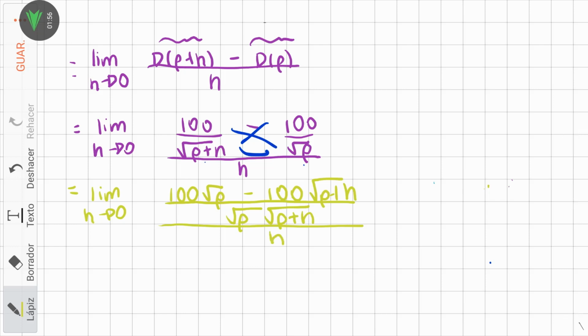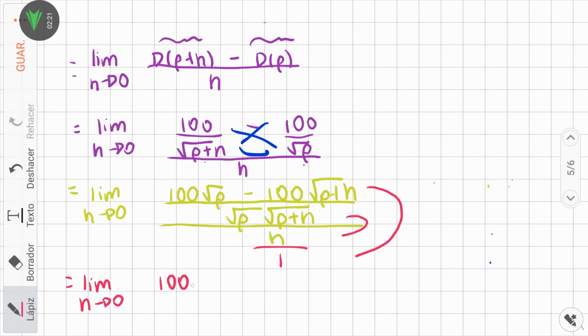Now let's eliminate this fraction by dividing it with the little ear process. Basically, this h will be moved right here. So that will be the limit as h approaches 0 of the same numerator, because you're multiplying by 1 and that doesn't make any changes, 100 square root of p minus 100 square root of p plus h, and over, you multiply this h by this, which is h times the square root of p times the square root of p plus h.